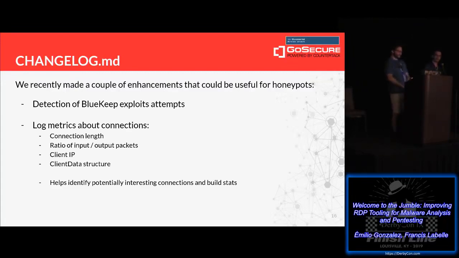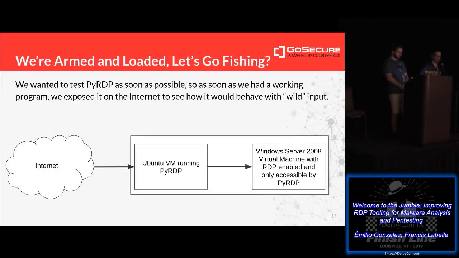So yeah, those help identify potentially interesting connections and build statistics. Even before we had all those features implemented, we wanted to test PyRDP as soon as possible. So when we had a working version of it, we exposed it on the internet to see how it would behave against wild inputs. Our setup was pretty simple. We had an Ubuntu VM running PyRDP that would redirect the traffic to a Windows Server 2008 virtual machine with RDP enabled, but only accessible by PyRDP. So all the RDP connections that went to the Windows machine would be monitored by PyRDP. So I have a little bit of data to share.